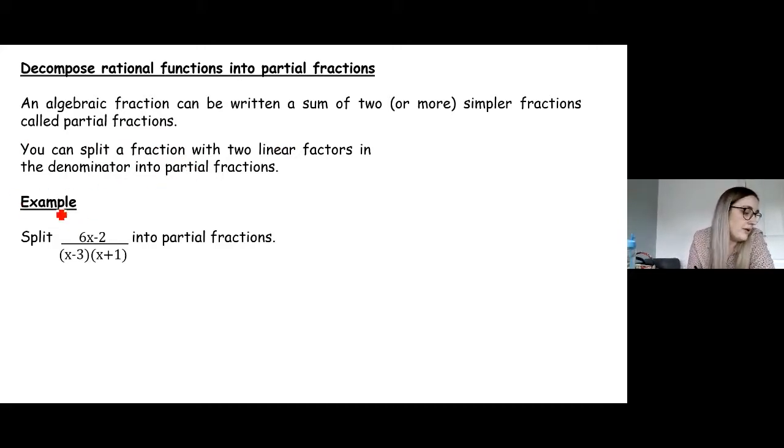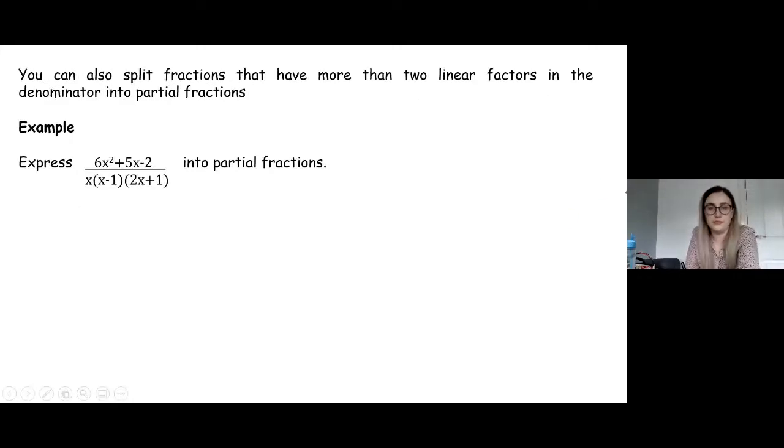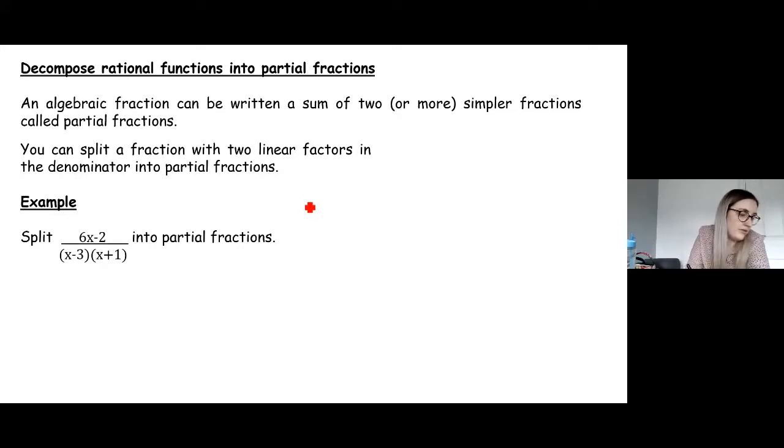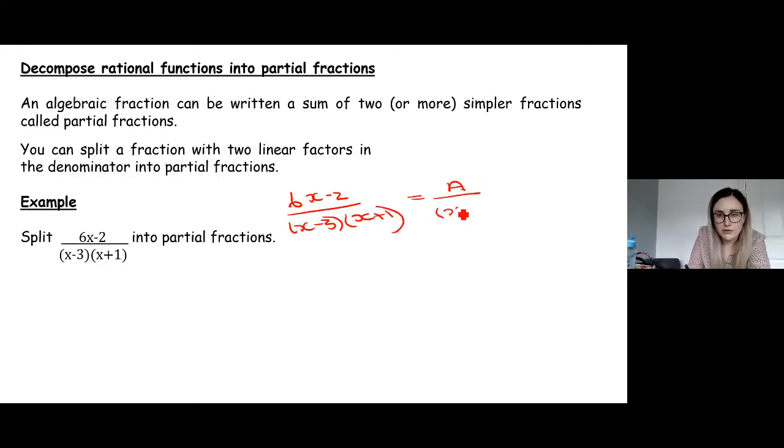So let's have a look at this example. Split 6x minus 2 over x minus 3 times x plus 1 into partial fractions. So what we're going to do is write this in the form a over x minus 3 plus b over x plus 1.